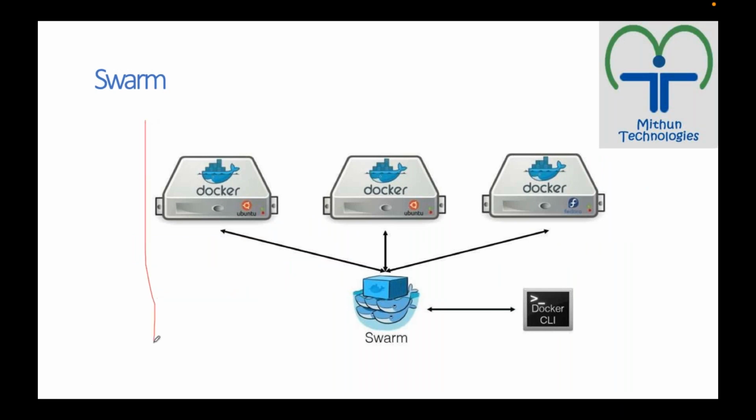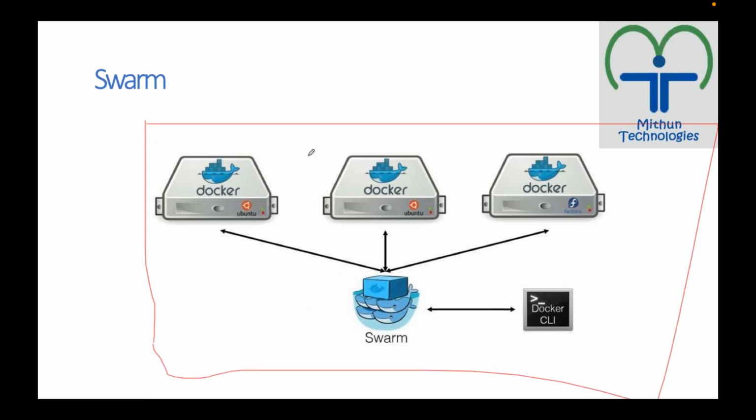Suppose I have only one manager, one master for that cluster. What is the problem? Let's say this is one cluster. I have workers. If I have only one master, in real time you will have multi-master. What is the problem with only one master? If this master node goes down, do we have anyone to manage this cluster? Do we have any other master to manage this cluster? No.